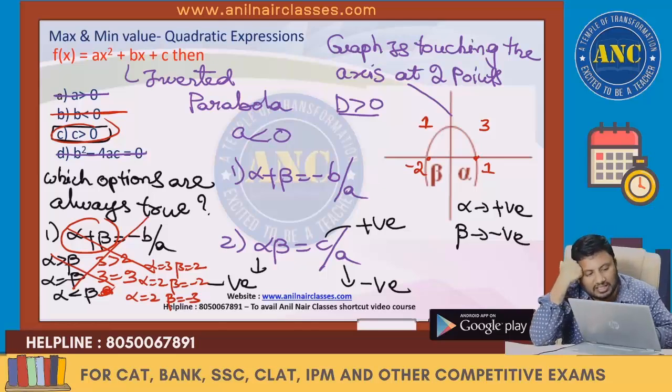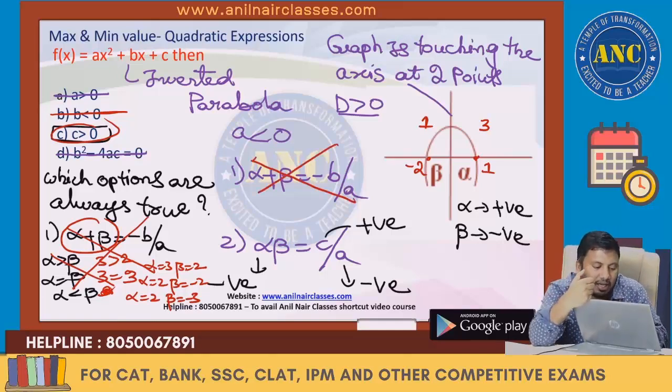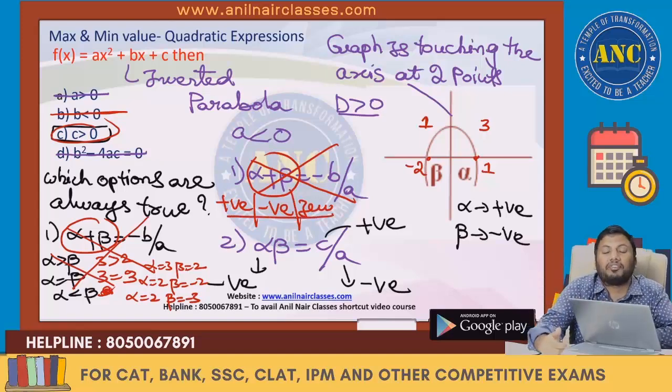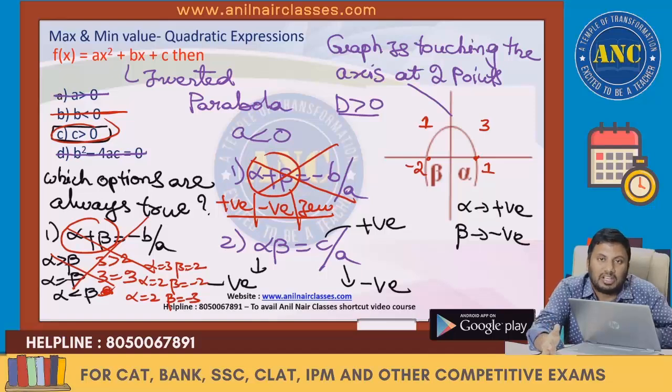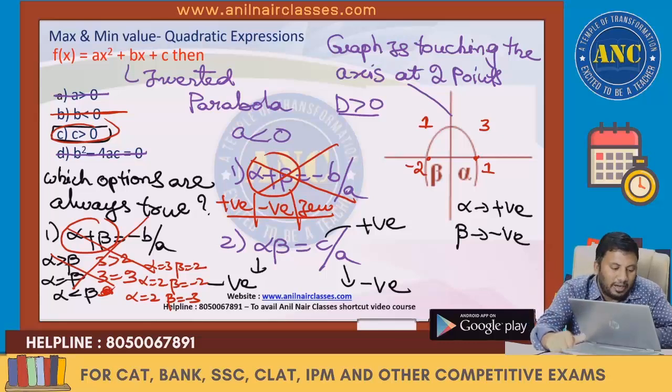So this case is not possible. So the answer is C will be greater than 0. Alpha plus beta, this case I am not taking, because this value can be positive, negative, or 0. I cannot deduce the sign of A and B based on alpha plus beta equals minus B by A, because one is lying to the right side of the axis, another to the left side of the axis. I hope it is clear.